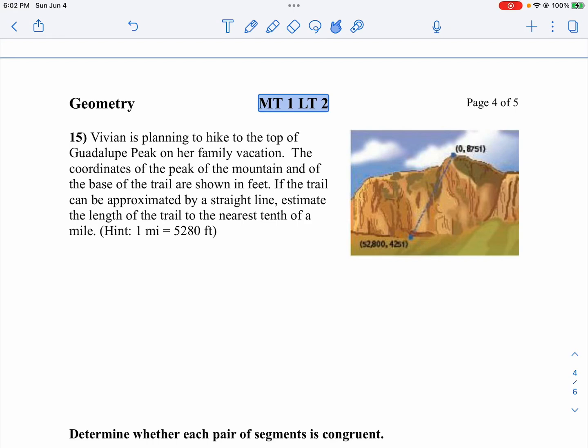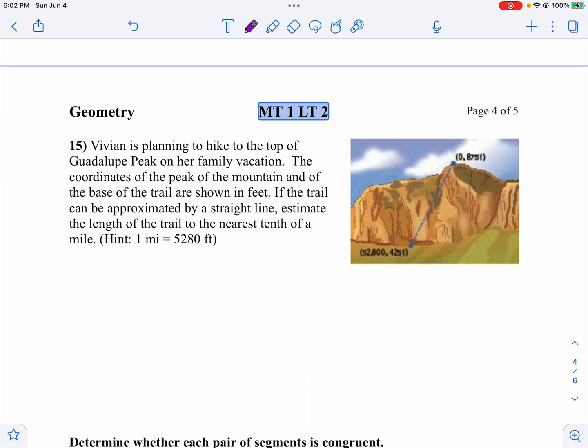On page 4, it's an application problem. We're still using the distance formula. Since it's a new page, I'll write down the distance formula. Subtract the x's. Subtract the y's. Square them. And then add them and take the square root.